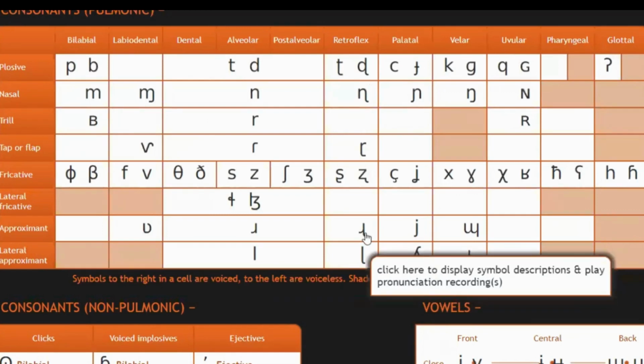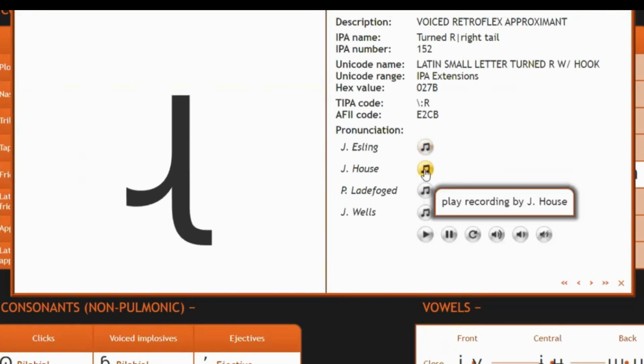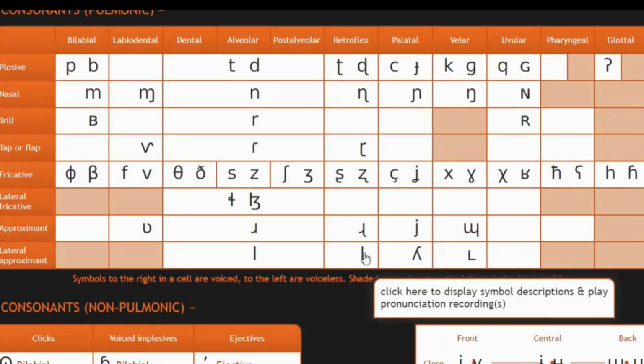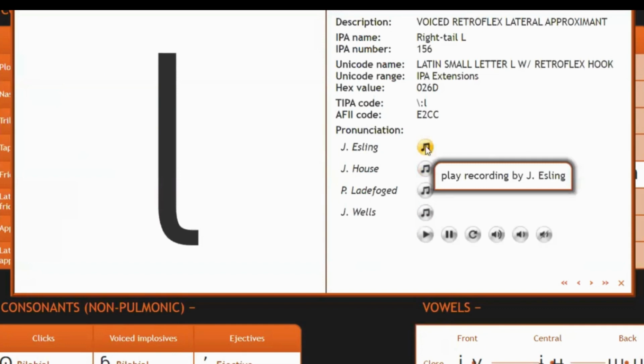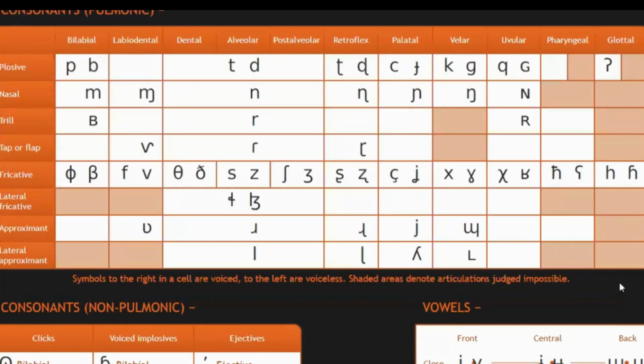Next, we have the approximant. Ra, ra, ra. And finally, the lateral approximant. La, la, la. All right, that's all of our retroflex sounds.